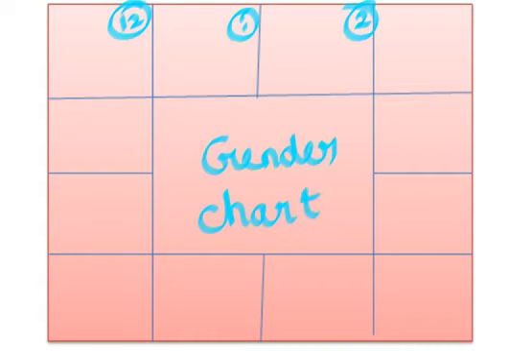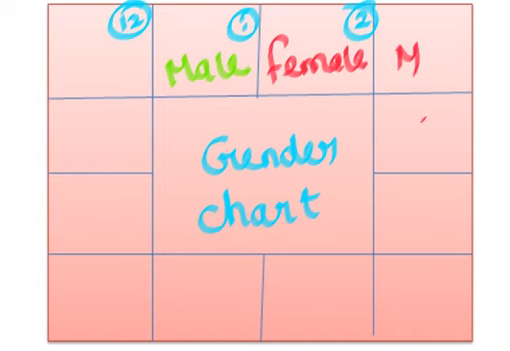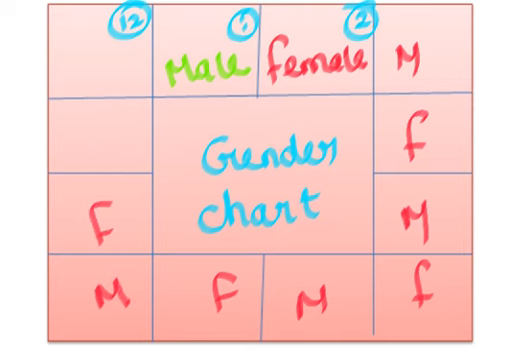Which house belongs to which gender? Yes. So the first one, Aries house, belongs to male. This is female. Again the cycle changes. Male, female, male, female, male, female. It is an alternating approach. Male, female, male, female.